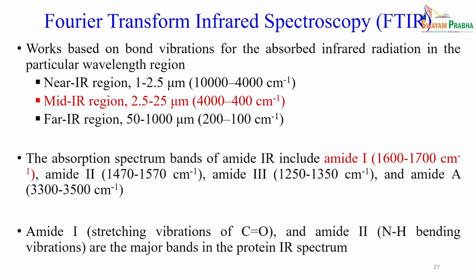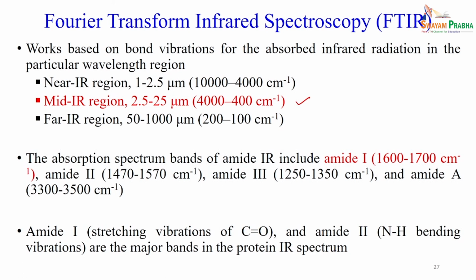So, we play with three regions: near IR, mid IR and far IR. The wavelength for the near IR is 1 to 2.5 micrometer, for the mid IR 2.5 to 25 or even up to 50 micrometer, and for far IR 50 to 1000 micrometer. Typically when we see the FTIR, especially for protein or biomacromolecule, we go in the range of mid IR. You can say the wave number in the range of 400 to 4000 centimeter inverse, or wavelength 2.5 to 25 micrometer.